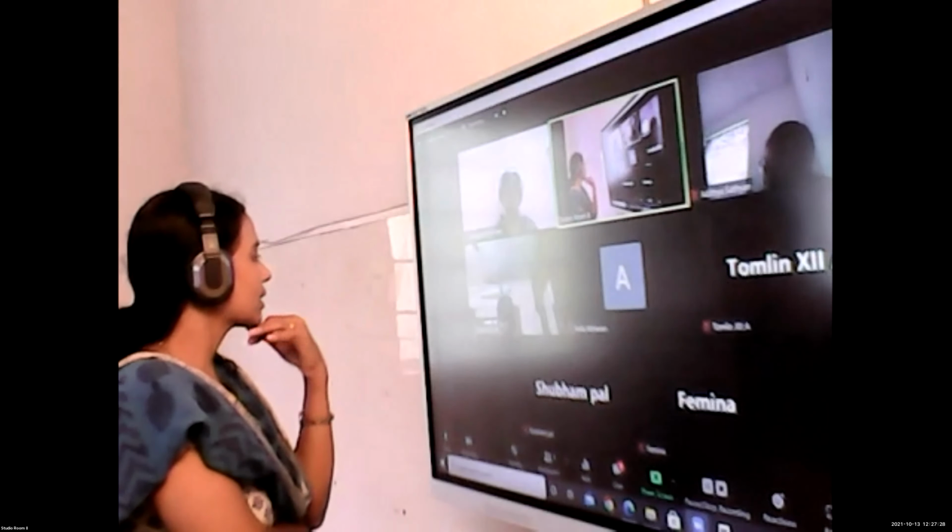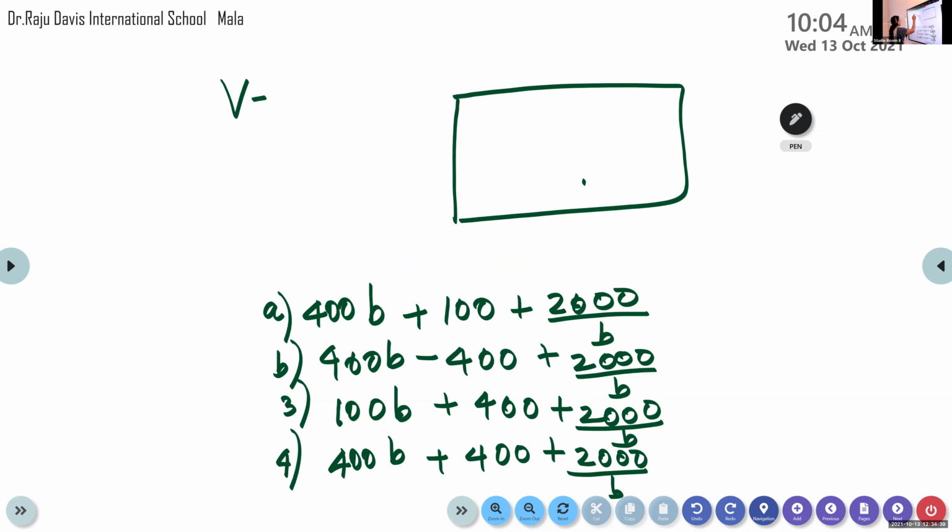What will be the question? How will you find this? We want a least expensive tank. The shape is given as, what is the shape given here? Cuboid. Volume is given as 100 feet. So what is the formula for volume of a cuboid? LBH. Yes, Shubham. LBH is 100.